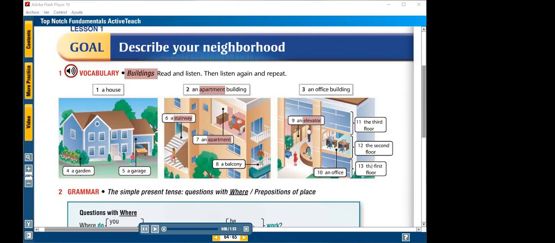Is it floor? Floor, yes, teacher. Floor. Okay, thank you so much.